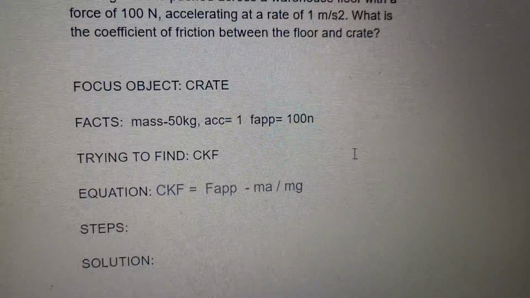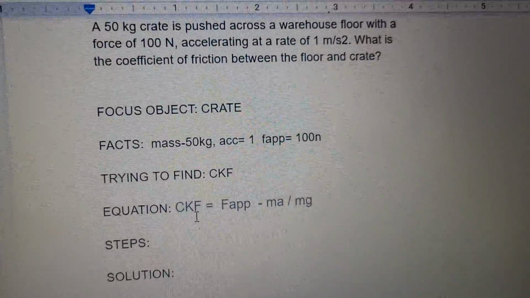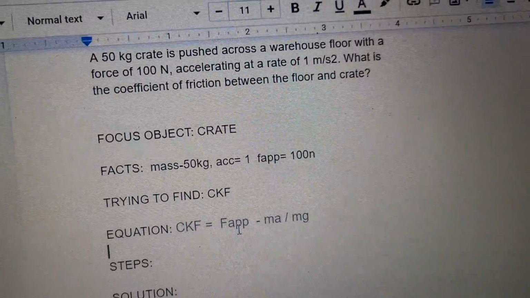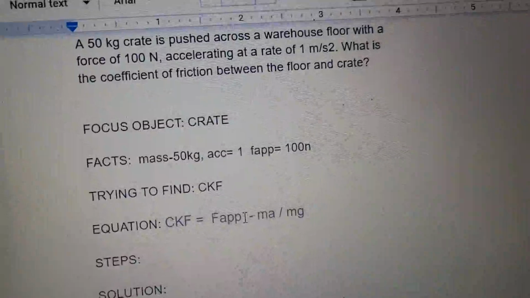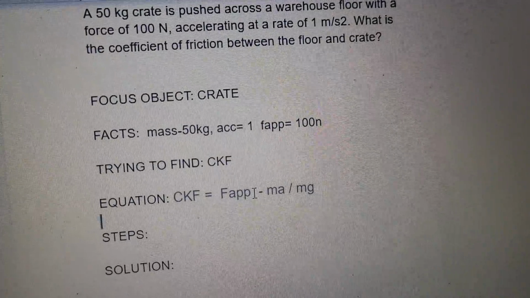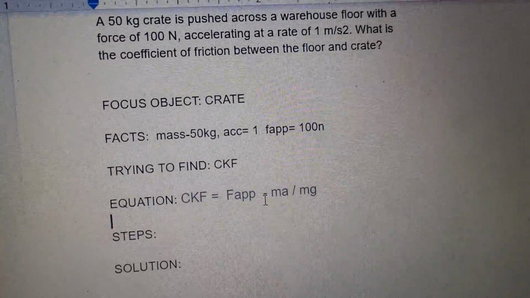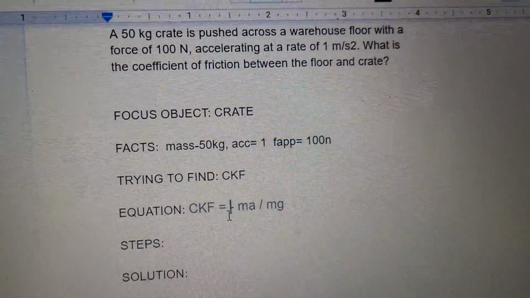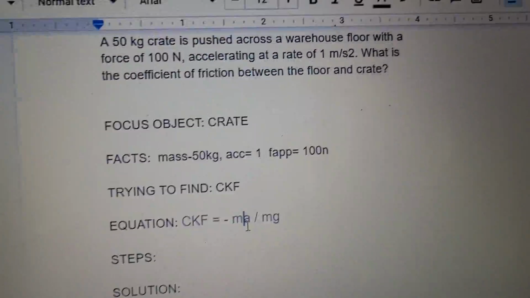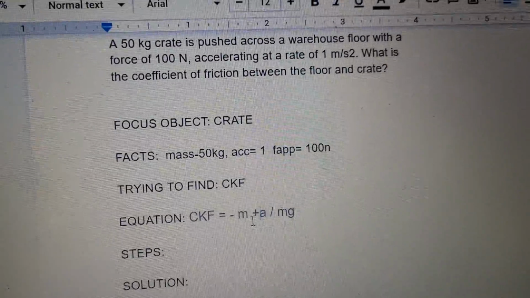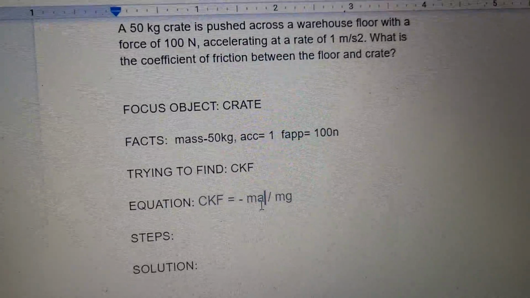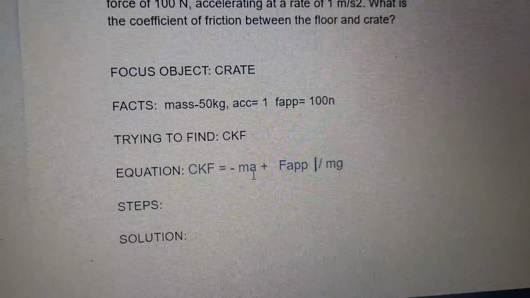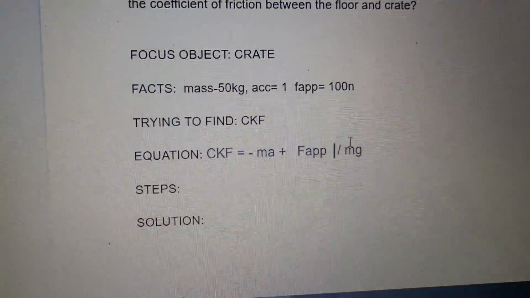So the equation that we're going to need is CKF, the coefficient of kinetic friction, equals force applied minus mass times acceleration, divided by mass times gravity. Now some of you have a different version of this, where it's switched around and it's negative mass times acceleration plus force applied. Either way, you're fine with that. It's not a big deal. This is the equation that you have.